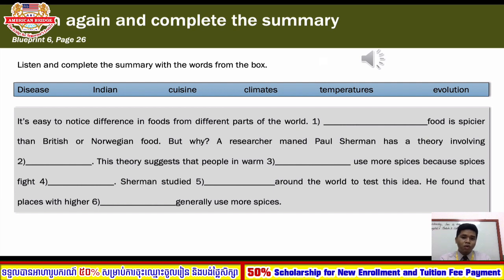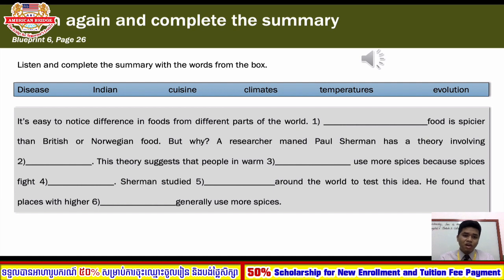The second one is the short box, which is the information that you need to read the sentence in order to get the important information. Last but not least, you need to take notes. So I hope you get some of the answers here. Let's check the answers together. Let's start here. It's easy to notice differences in foods from different parts of the world. So what is the answer?